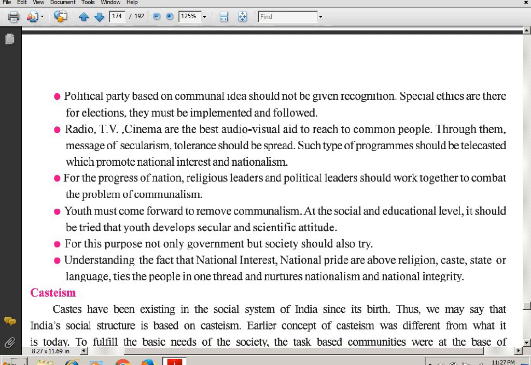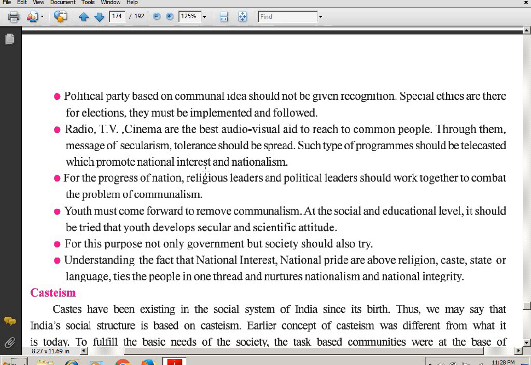Through them, messages of secularism and tolerance should be spread. So students, tolerance. Suppose I am Hindu, I should not be saying that Christians are like that or Muslims are like that. We should tolerate, we should bear with one another. And so the message of secularism, that all religions are the same and have the right to practice, whether I am Hindu, Muslim or Christian. I should be tolerating one another, living in harmony and spreading goodness. This message of tolerance and secularism should be spread.